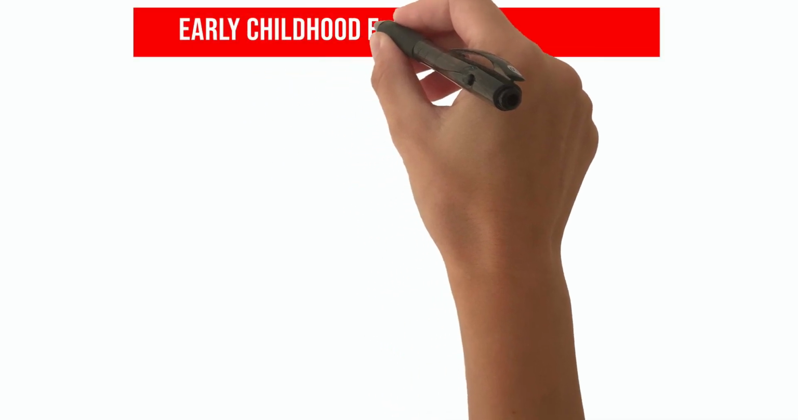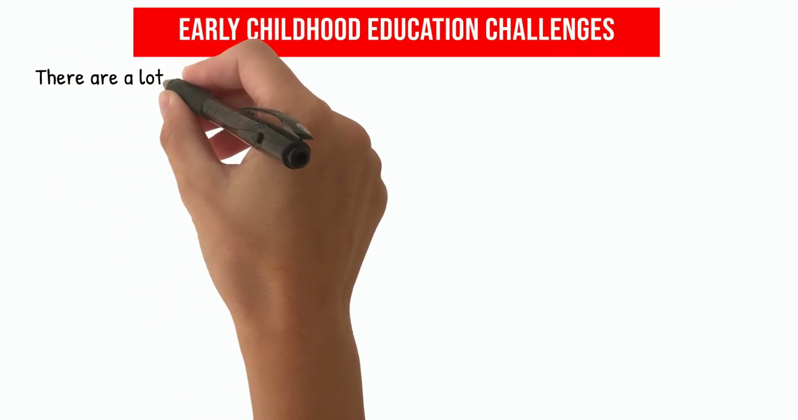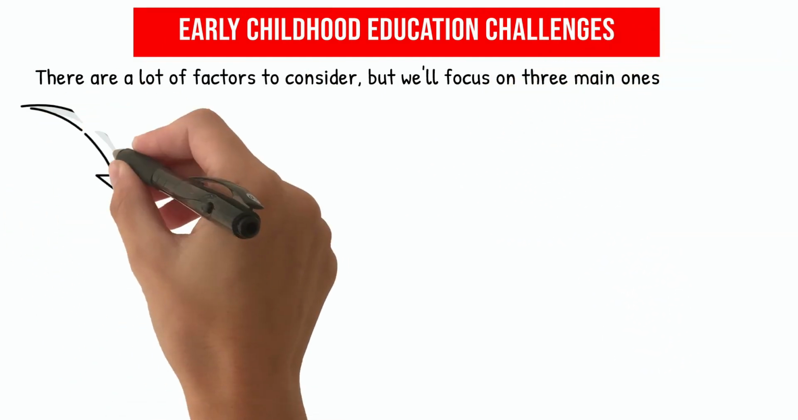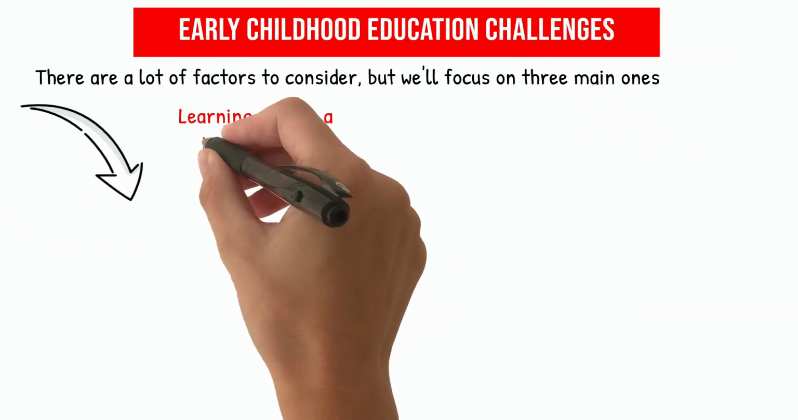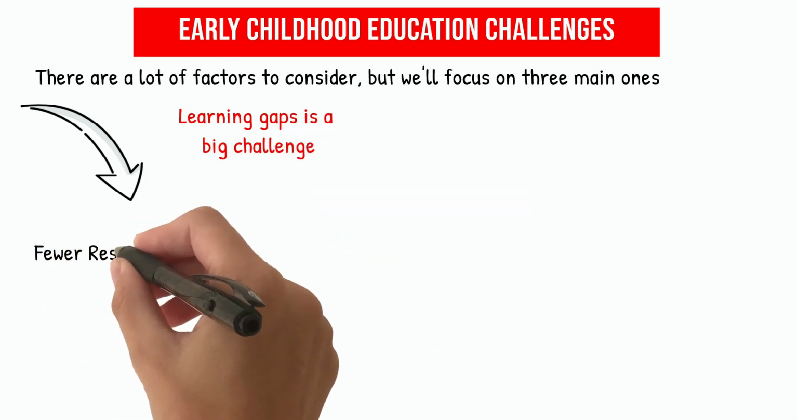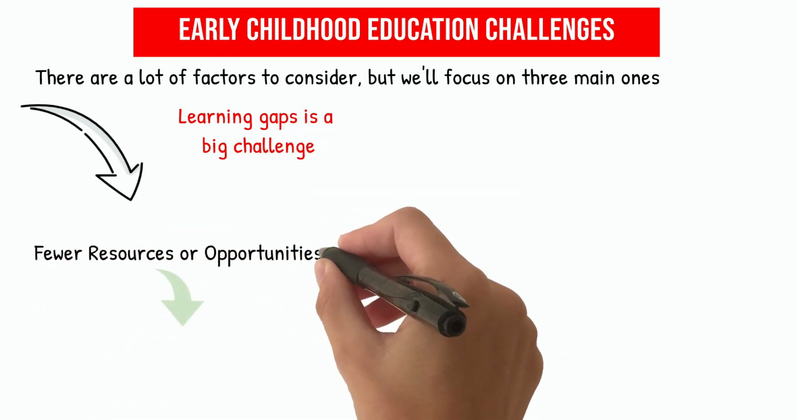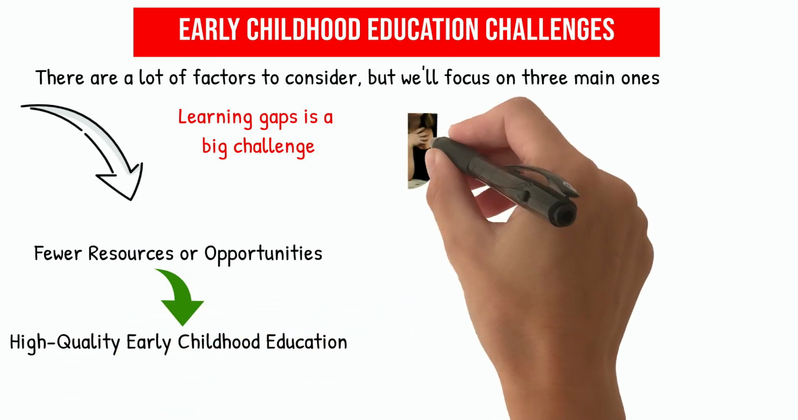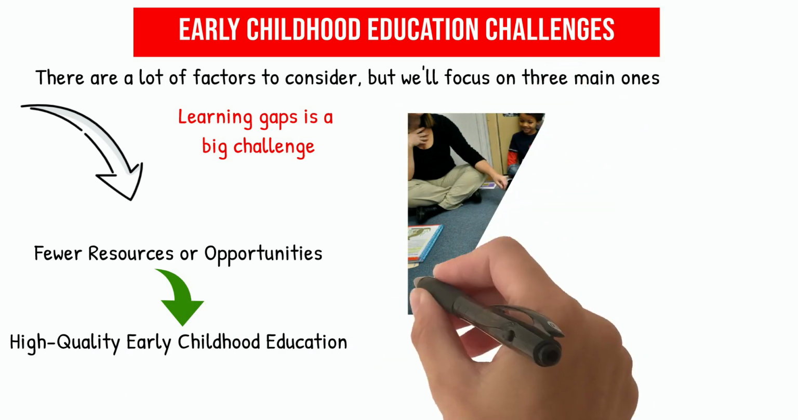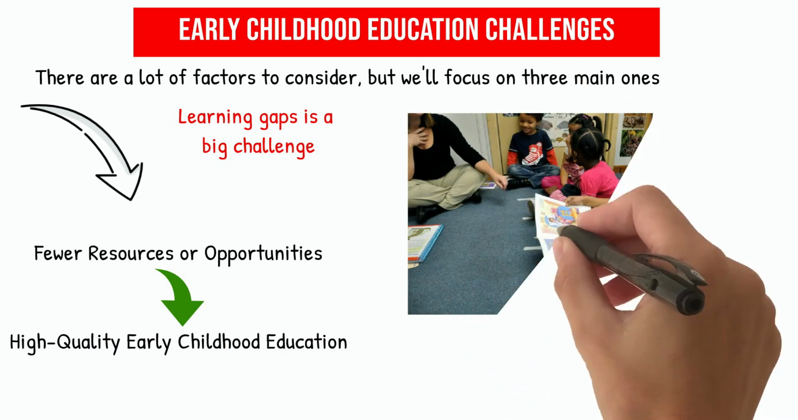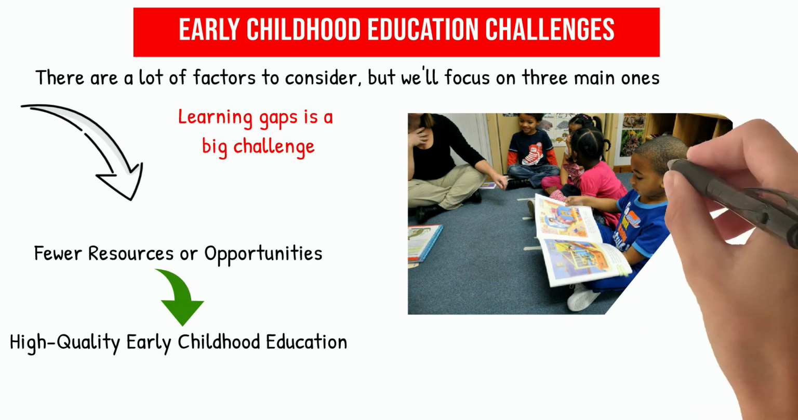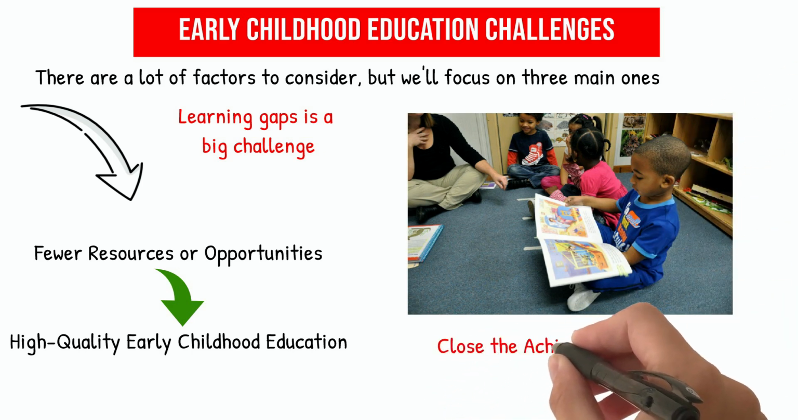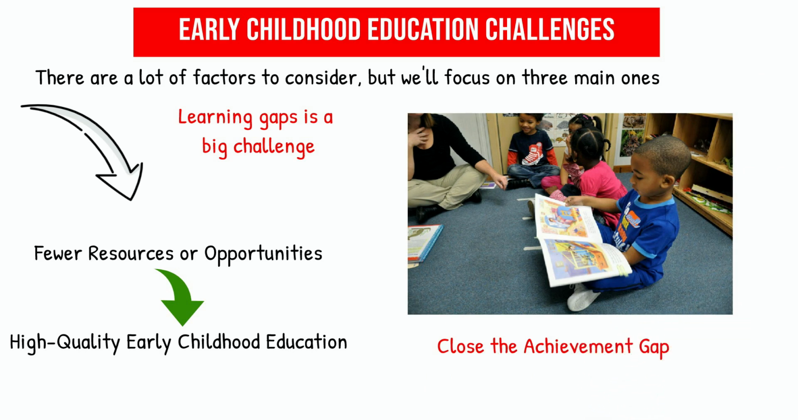Early childhood education challenges. There are a lot of factors to consider, but we'll focus on three main ones. 1. Reducing learning gaps is a big challenge. Some groups of children may start with fewer resources or opportunities, and it's important to make sure they have access to high-quality early childhood education. This means making sure that all children have access to quality preschool programs, regardless of their background or socioeconomic status. By doing this, we can start to close the achievement gap between different groups of children.